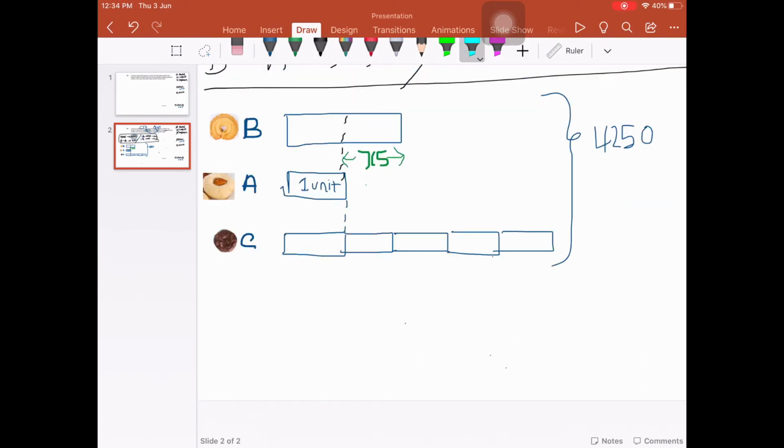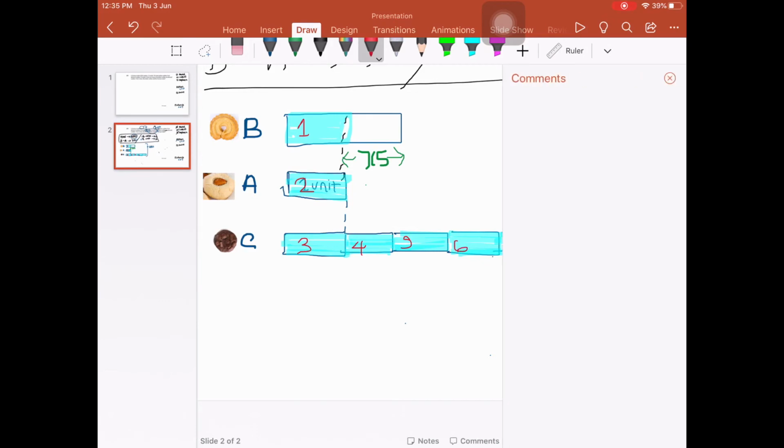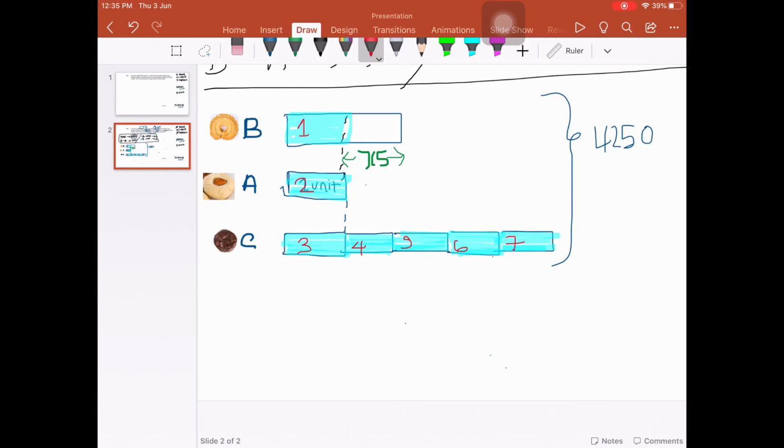There are 1 unit here, and this 1 unit is the same as this unit, and it is the same as this unit, and it is the same as this. It is also the same as this, and also the same as this one. So let's count the total number of units. We have 1, 2, 3, 4, 5, 6, 7 units in total. So we got 7 blue units. So total there are 7 units.